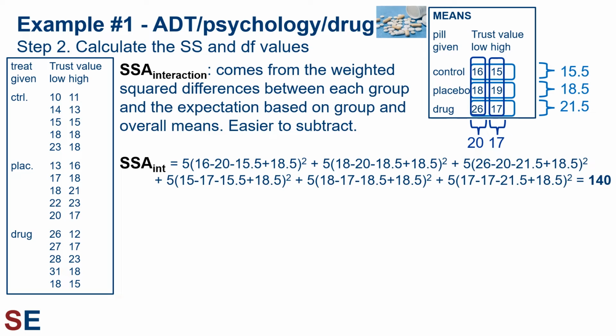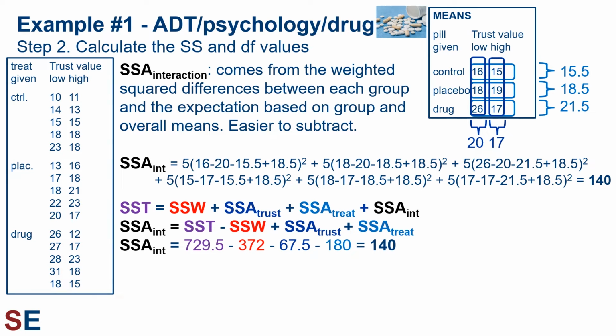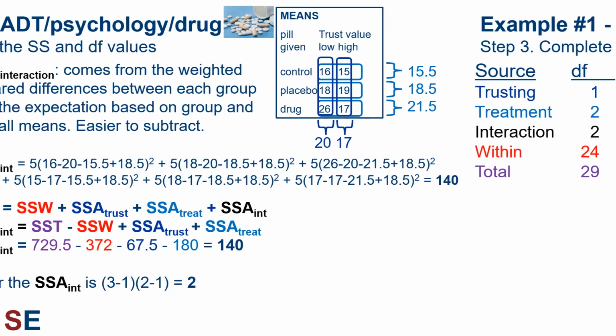There's a second method to get the SSA interaction. The overall SST is the sum of the SSW and the 3 SSA terms. Rearranging this allows us to solve for SSA interaction, and then we can plug in the values we previously calculated to also get 140. The degrees of freedom for the interaction is the number of groups for each factor minus 1 and then multiplied. 3 minus 1 times 2 minus 1 gives us 2 degrees of freedom.